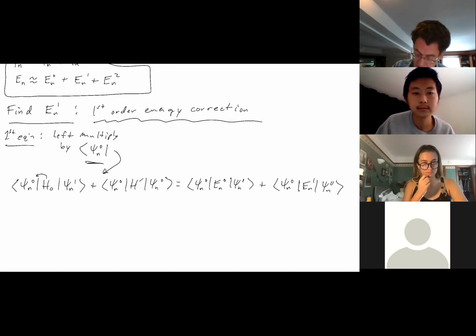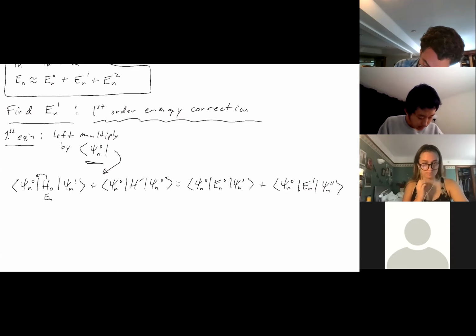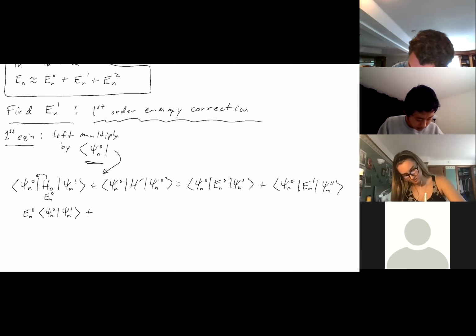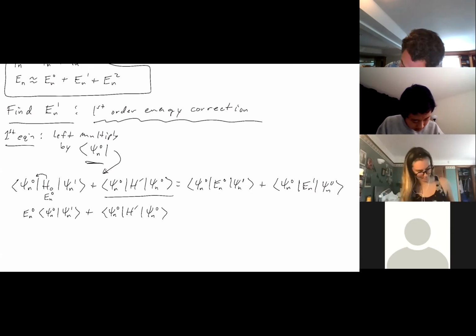E_n^0. That's exactly right. So it turns into E_n^0, and that means that I can take it out. And so this term becomes E_n^0 times <psi_n^0|psi_n^1>. Now there's nothing I can do to this term, no elegant thing I can do to it, so I'll just rewrite it. But this term I can do something to, because that's a constant, E_n^0, so I can take it out.